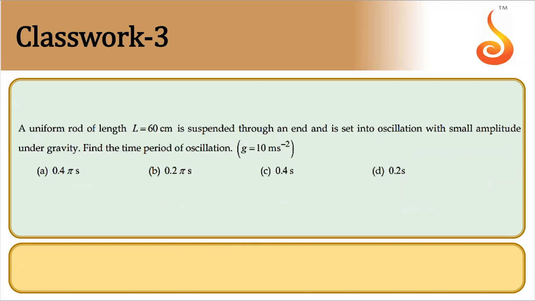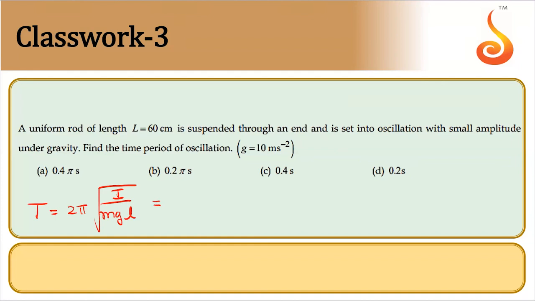A uniform rod of length L, 60 centimeter, is suspended through an end and is set into oscillation with small amplitude under gravity. Find the time period of oscillation. See, time period of oscillation is given by 2 pi root of I divided by mgl, where I is moment of inertia and l is distance of center of gravity from the lowest point.